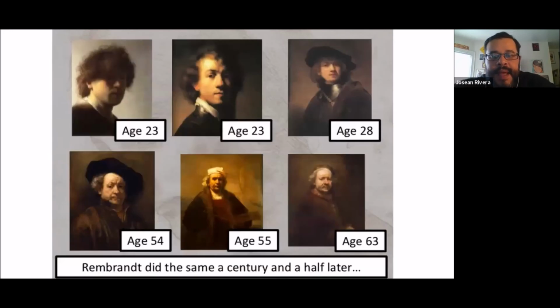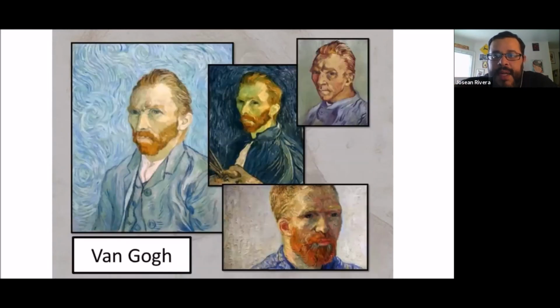Rembrandt did the same thing about 150 years later. So he actually did it from age 20 to 63, and you can see how he progressed, how he looked throughout his life. Vincent van Gogh also did it. And one cool thing about his is that it actually shows you his style. So if you look at the background, you can see a similar style to one of his most famous paintings, which is called Starry Night.